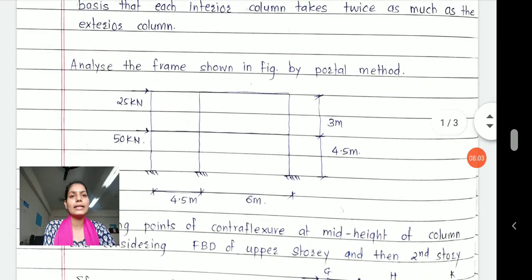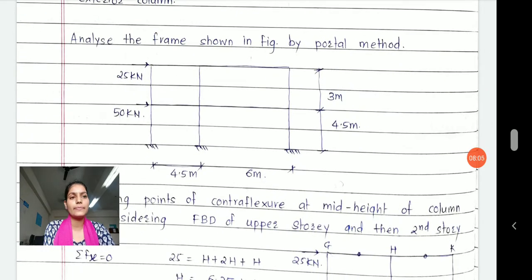Now analyze the frame shown in the figure. Now we will move towards solving the problem, how to apply this to an actual problem. This is a very simple method. You do not worry at the beginning. You just go with me and try to understand it. Solve it once or twice in your notebook and you will get it.